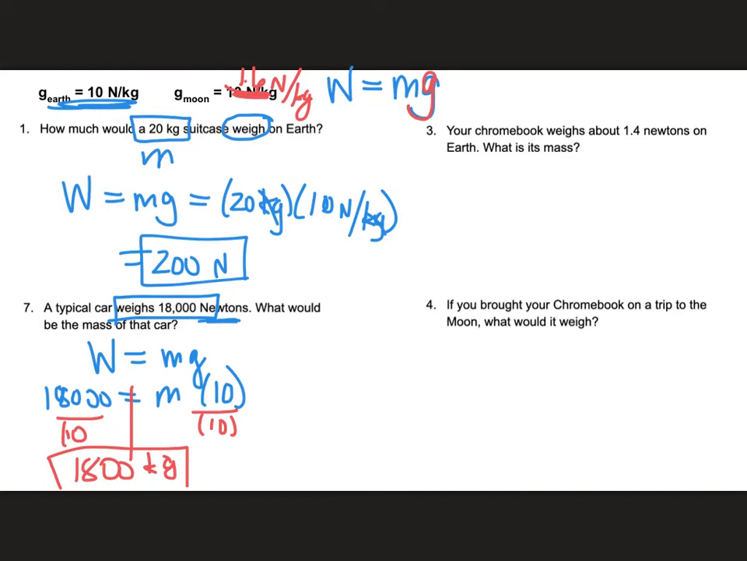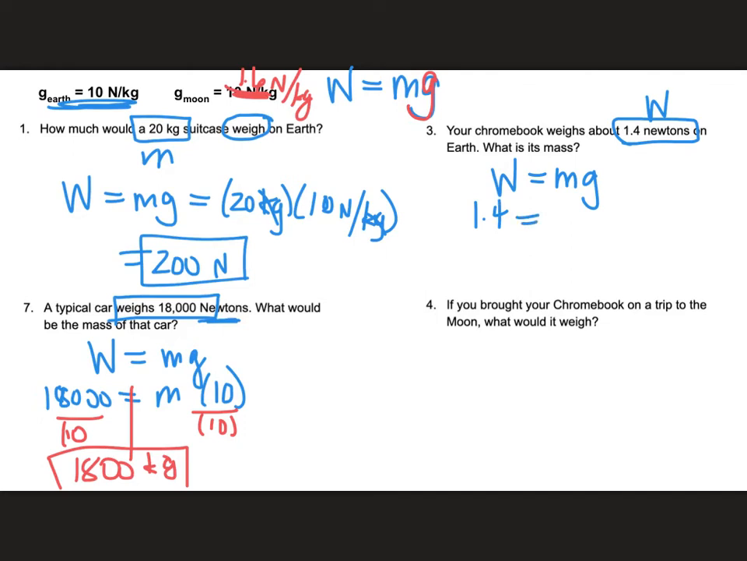All right, in this next question, it's about our Chromebook. We're told that our Chromebook weighs 1.4 newtons on the Earth. Okay, so again, this is in newtons. That's our W, that's our weight. So we'll start with our equation. I suggest you write that every single time. We will put in the 1.4 for the W.